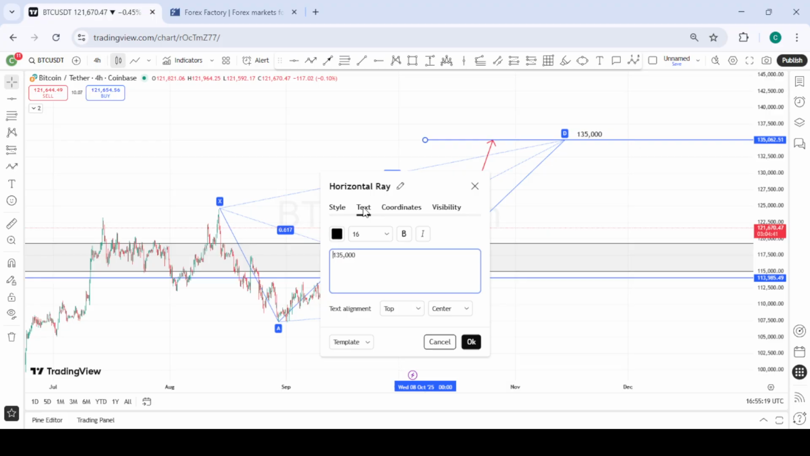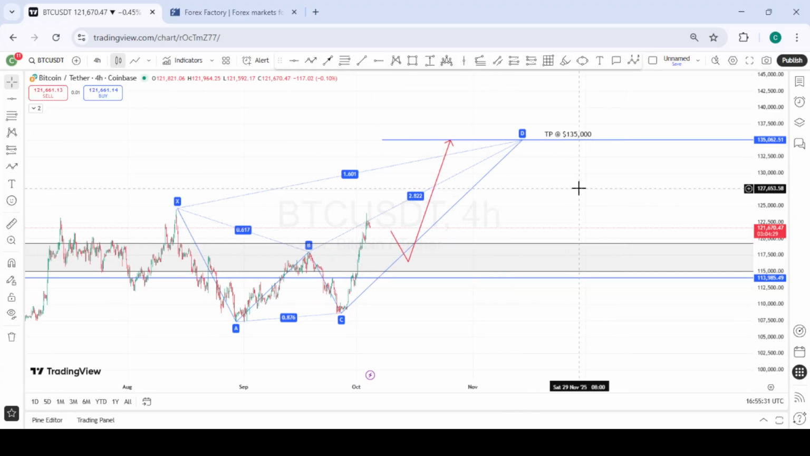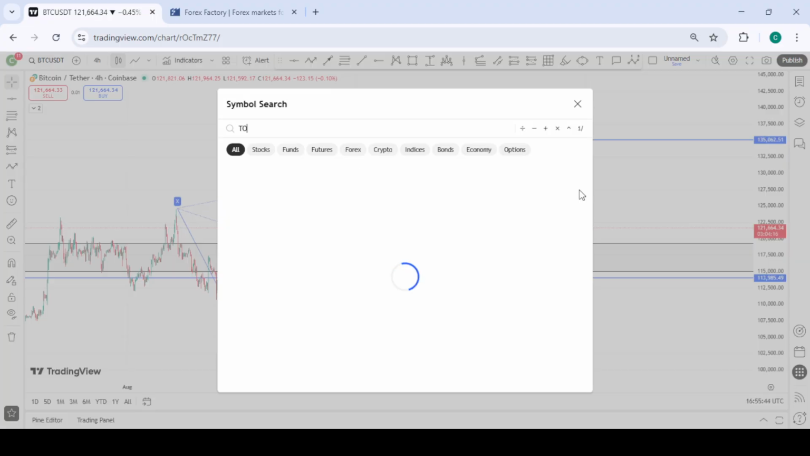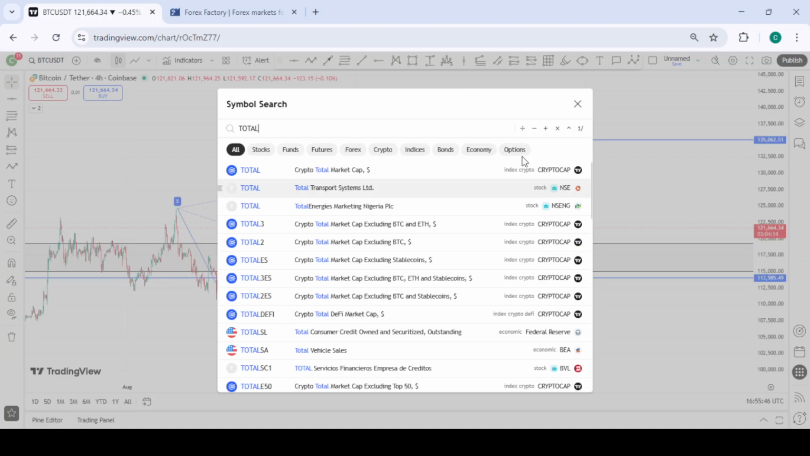So we have a potential TP at $135,000 for BTC. So let's look forward to this move for Bitcoin. And as you can see, the entire crypto market is very bullish now, and a lot of money is being pumped. So let's see the last one, the total crypto market cap.